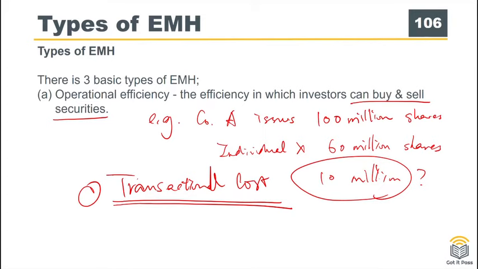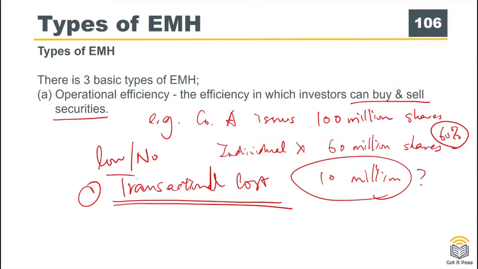And then we move on to discuss the types of EMH. We have three basic types of EMH. The first type of EMH is operational efficiency. It is the efficiency with which investors can buy and sell securities. Okay, what does it mean? It means every investor in the market can buy and sell securities with very low or low transaction cost.